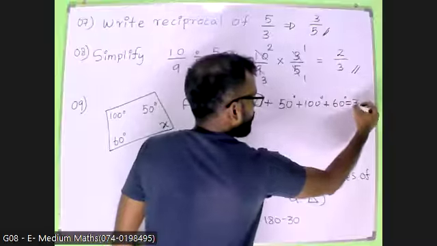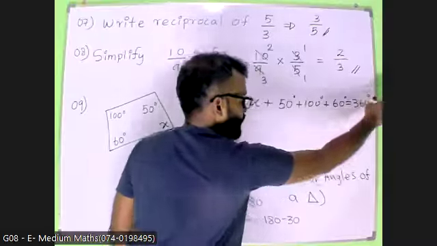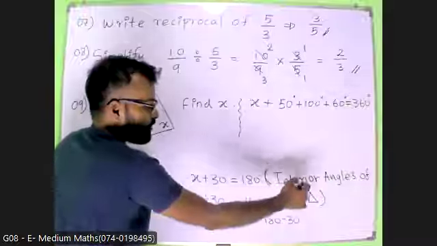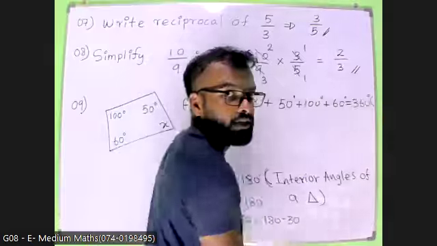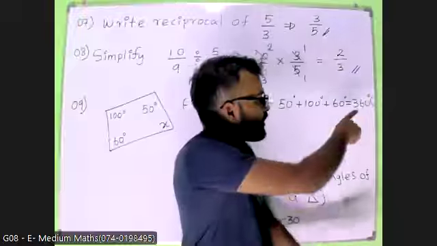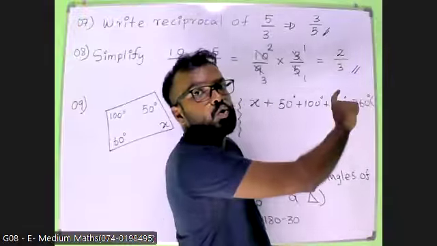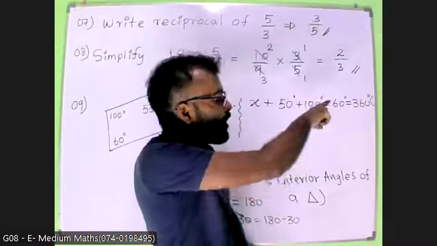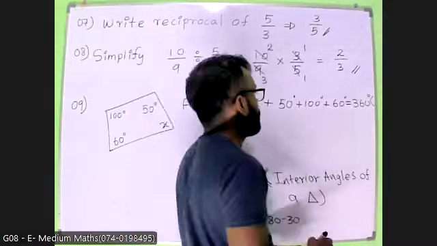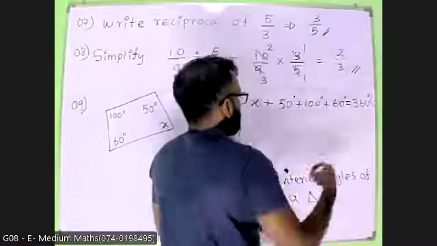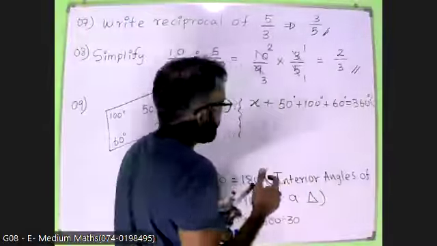equals 360 degrees. So you have to write down the reason at the end within brackets: summation of the interior angles of a quadrilateral equals 360 degrees. So you have to write it down at the end, within brackets, right? I am not going to do that now.